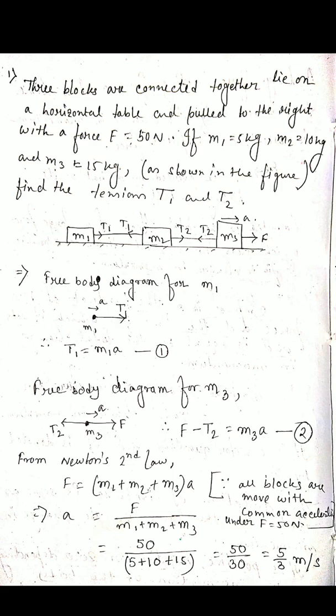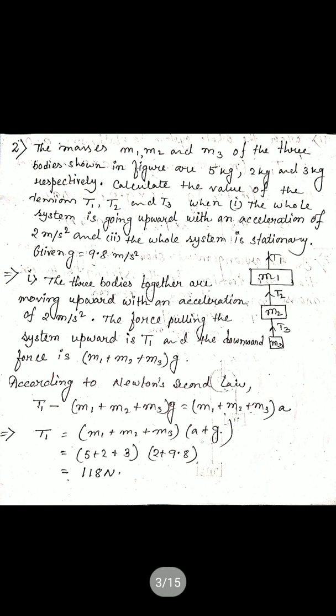Now we find T1 and T2. In equation 1 and equation 2, in place of A, put this value, and M1 and M3 values are known, so we can easily get T1 and T2. After putting these values in equation 1, T1 equals 25 by 3. From equation 2, with F value 50, M3 value and A value put in, we get T2 equals 25 Newton. So T1 equals 25 by 3 and T2 equals 25 Newton. Clear? Okay, then proceed to the next one.